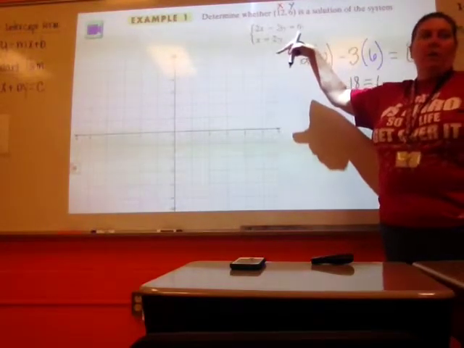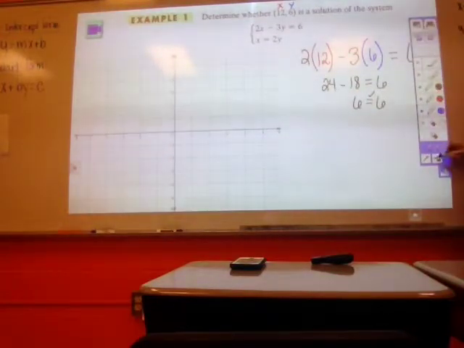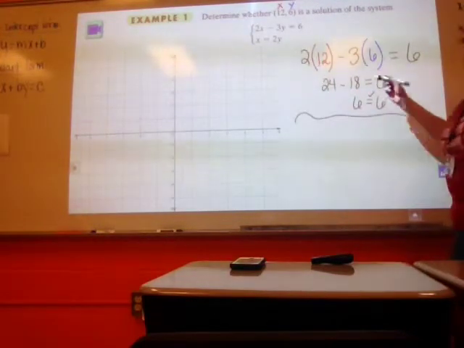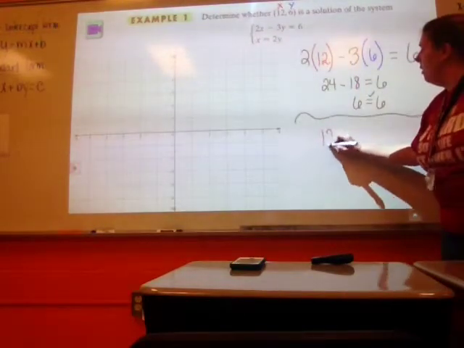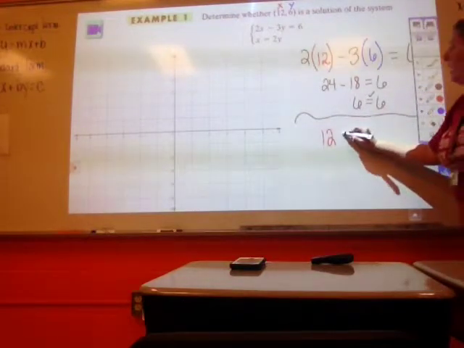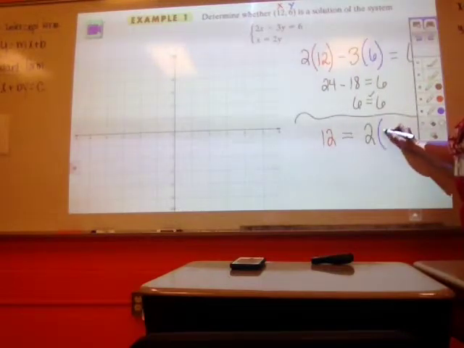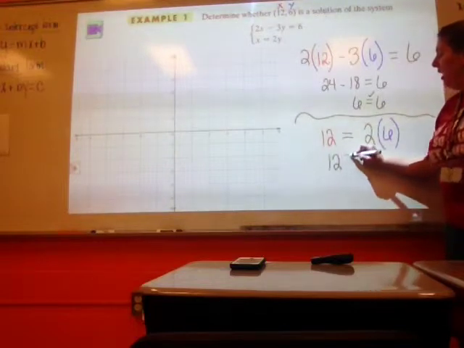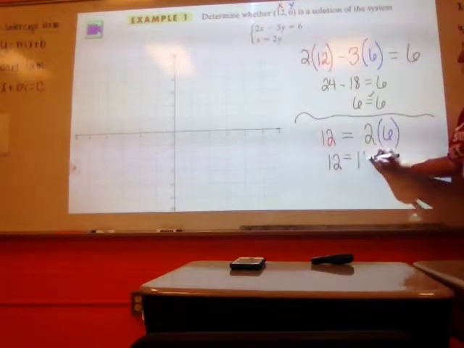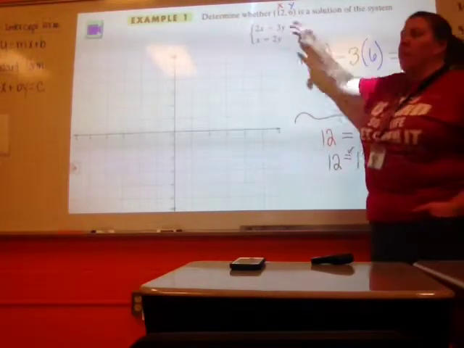Well, what else do I have to do? I also have to see if it works for the other one. So instead of x, I'm going to write 12. And I want to know, is that equal to 2 times 6? So 12 is now going to be equal to, what's 2 times 6? 12. Does it work for both of them? Yes. So if it works for both of them, is it a solution?